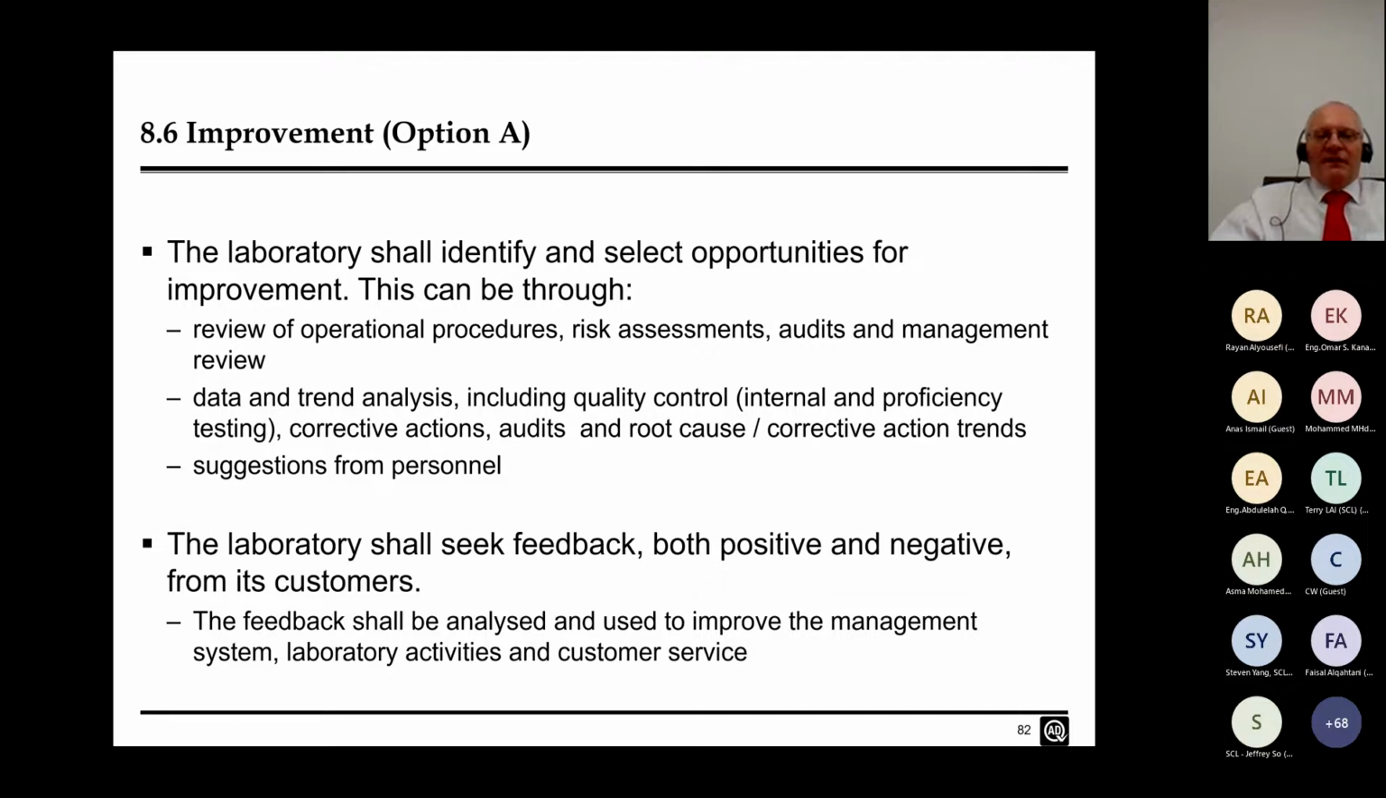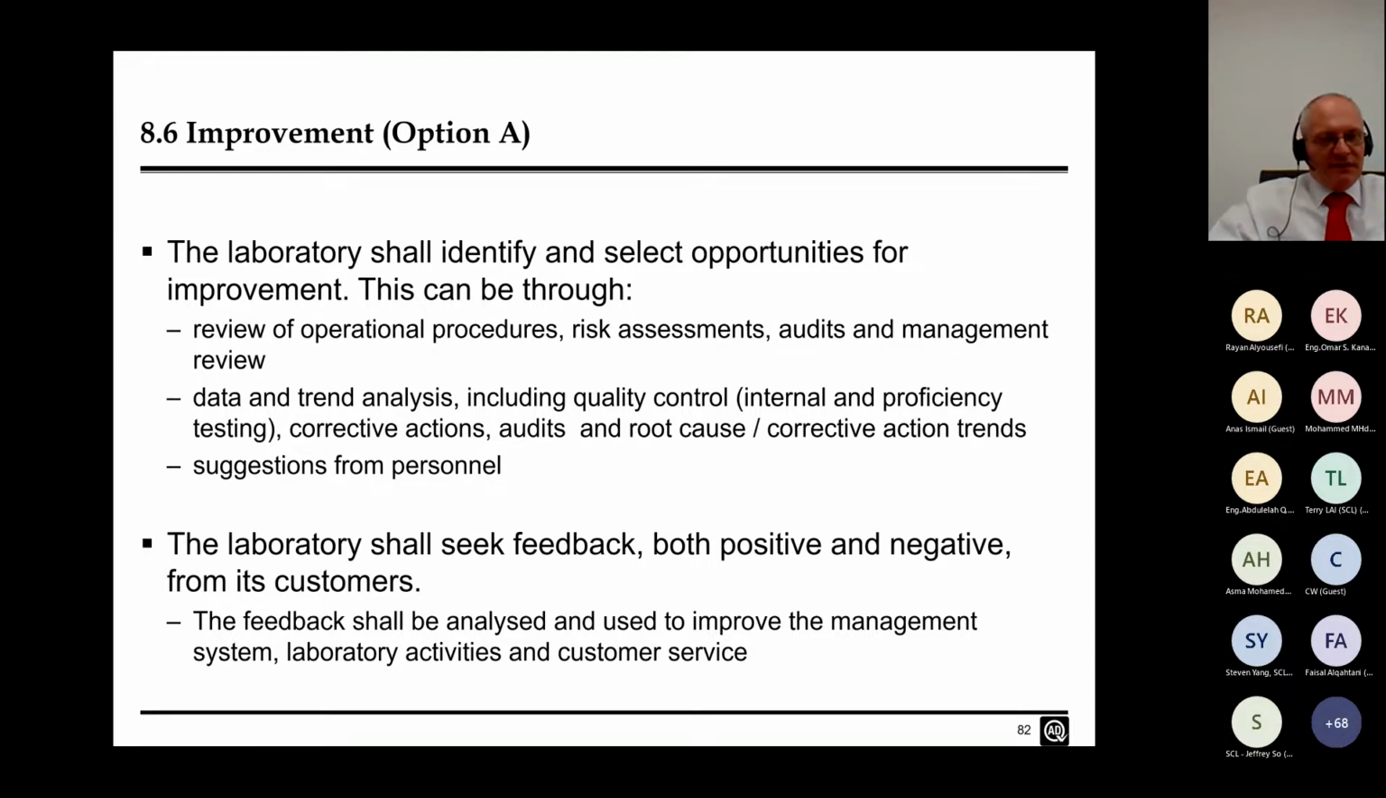Improvement. You have to identify and select opportunities for improvement. How are you going to do that? Well, you're going to look at your procedures. You might do some Lean Six Sigma stuff. You may look at risk assessments. You will look at audits, and you will do management review for certain.